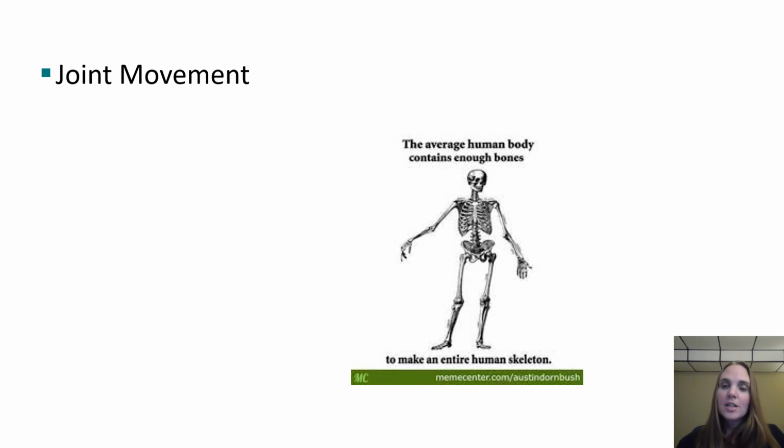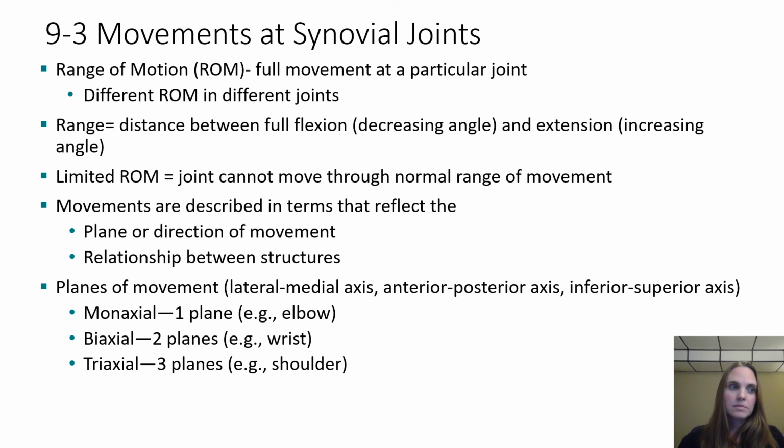Let's talk about joint movement, ways our joints can move. So we already mentioned this term range of motion, ROM. Range of motion is the full movement that's allowable naturally at a particular joint. And we have different ranges of motion in different joints. Depending on the joint, the range of motion is going to be different.